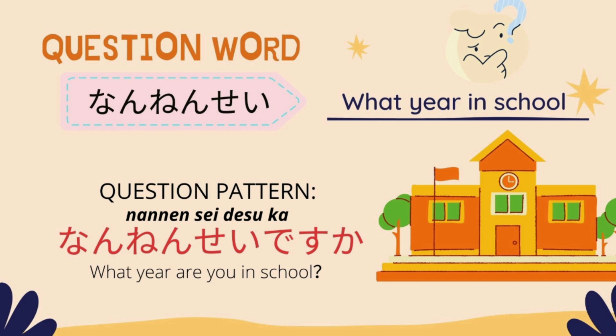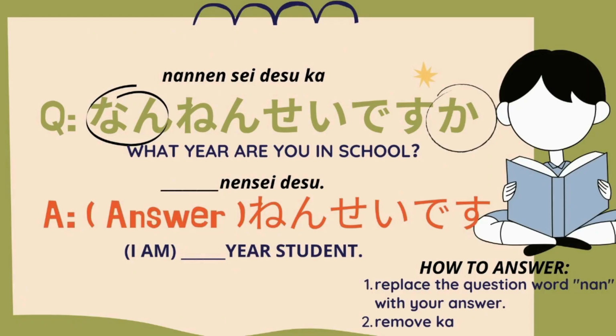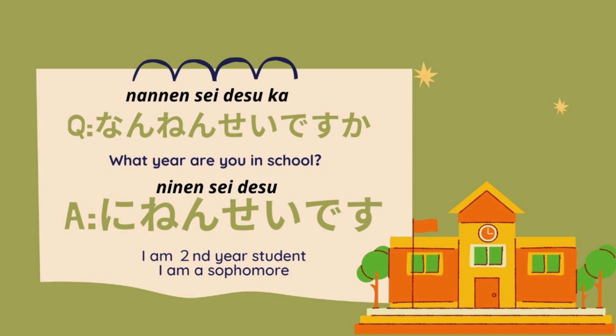Our next question word is nannensei, which means what year in school. Our question pattern is nannensei desu ka or what year are you in school. Nannensei desu ka, how to answer. Simple. Once again, we replace the nan with your answer and remove ka. So our answer could be answer nensei or I am blank year student. Nannensei desu ka? What year are you in school? Our answer here is ninensei desu or I am a second year student or I am a sophomore.